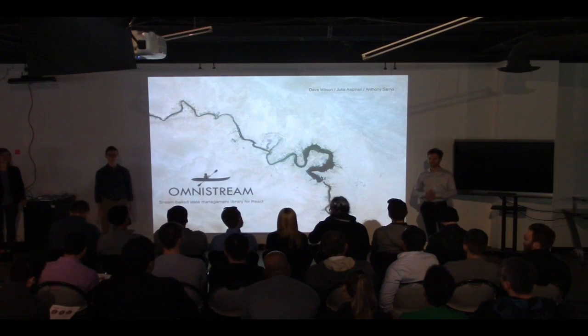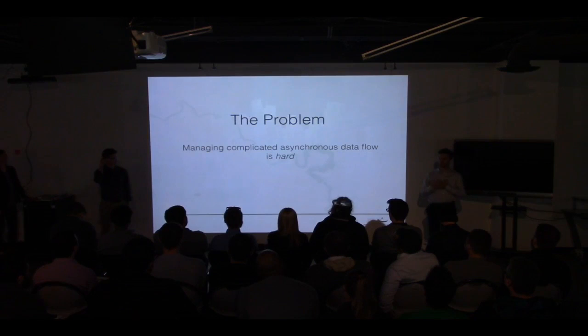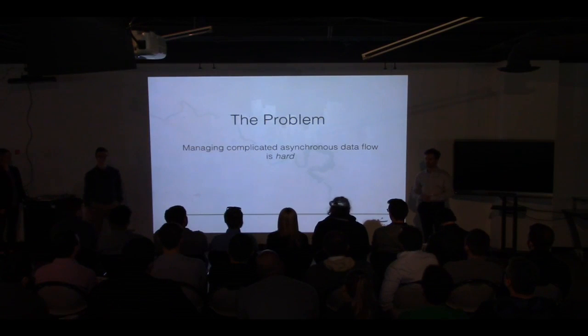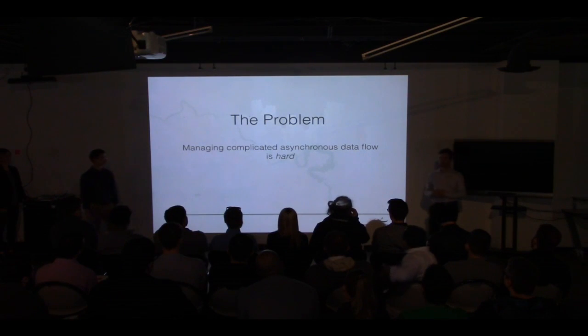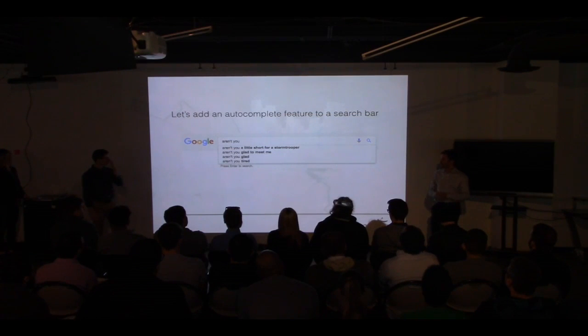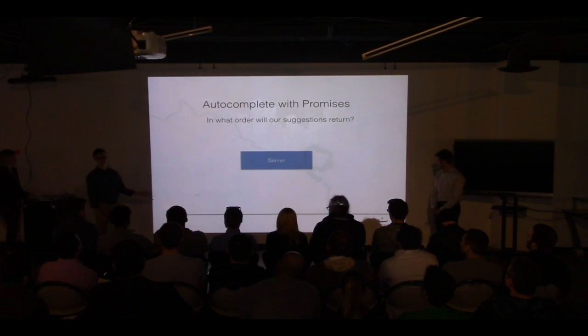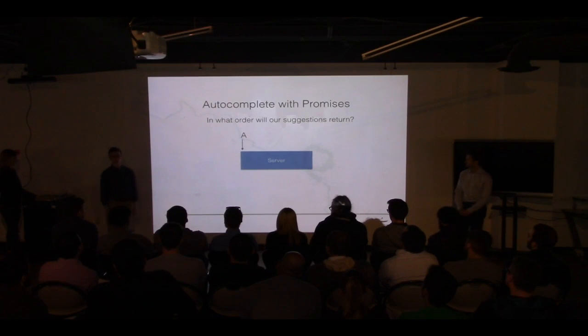And we are excited to present Omnistream, a stream-based state management library for React. Managing asynchronicity, specifically asynchronous data flow within your applications, is very difficult. To put this into context, imagine you wanted to make a search bar and add, say, an autocomplete feature. How do you know that every time a user sends a click event, they are going to receive the most updated search results? Okay, so let's look at how we build this in JavaScript using promises.